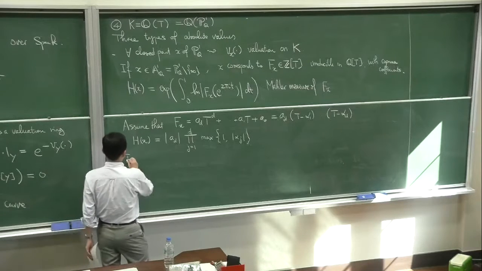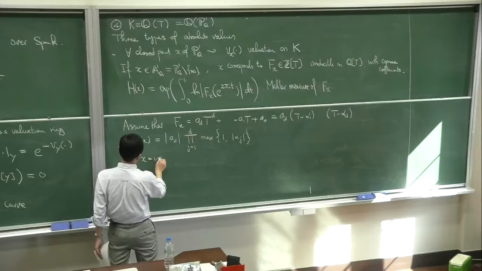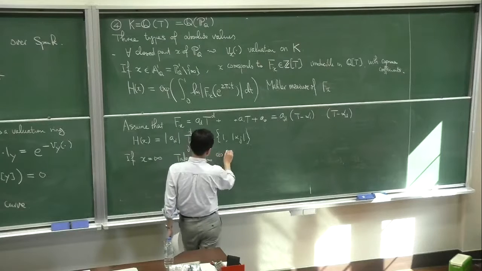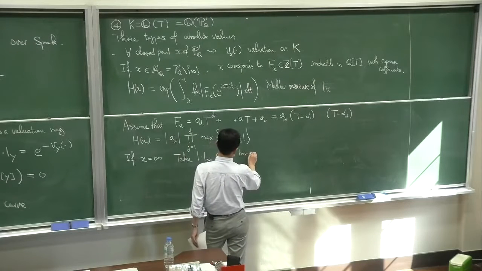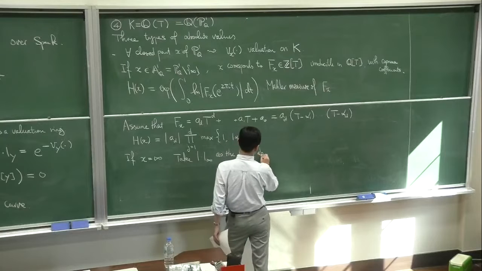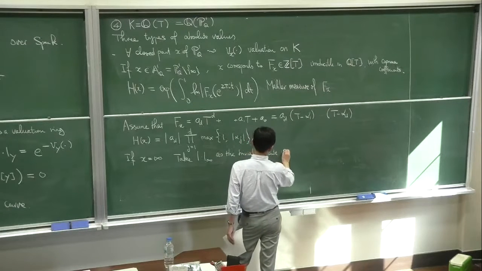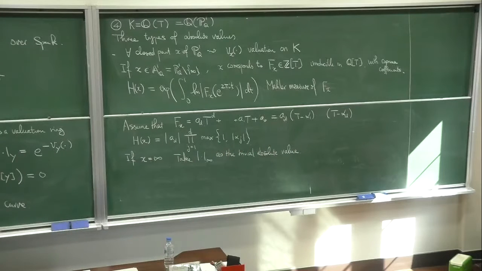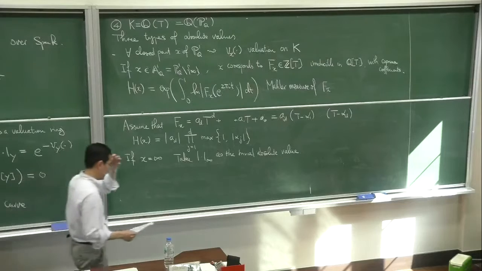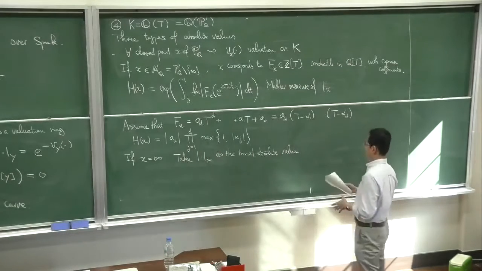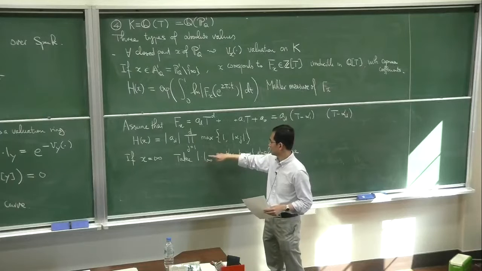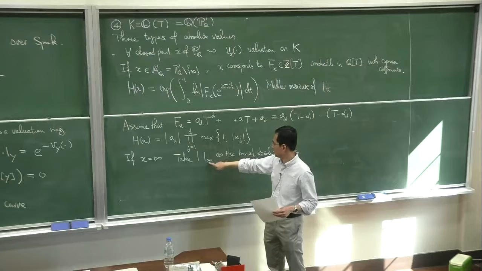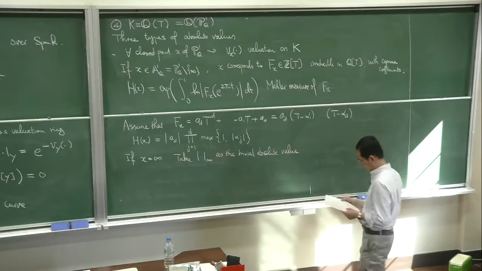Okay, so if x is infinity, you just take the trivial absolute value. You do not consider the absolute value really inside the class. So in some sense you can consider this one as some absolute value inside the class corresponding to infinity but with power 0.